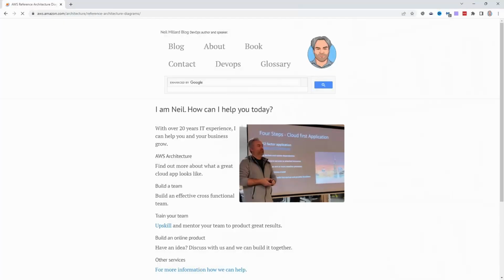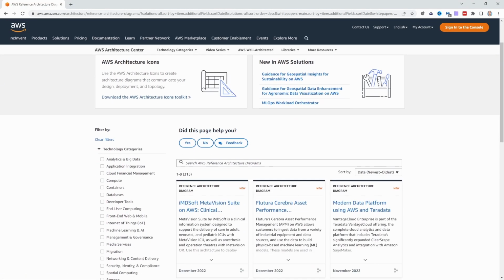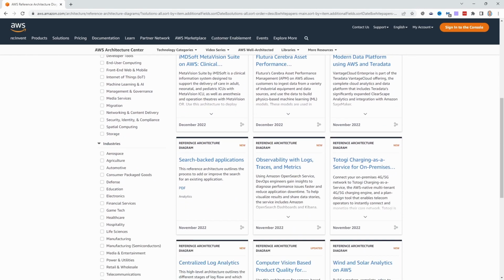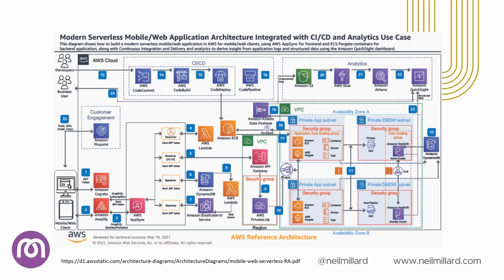AWS are a helpful bunch when it comes to selling their services. They provide a number of diagrams on their website. These are grouped under AWS architecture diagrams. You can search for a number of different solutions, vertical examples, and other products and how they fit together to provide a solution. These architecture diagrams can be quite complicated, like this one. Apparently, serverless is easy. Although I look at this diagram and I think, what the hell's going on here?